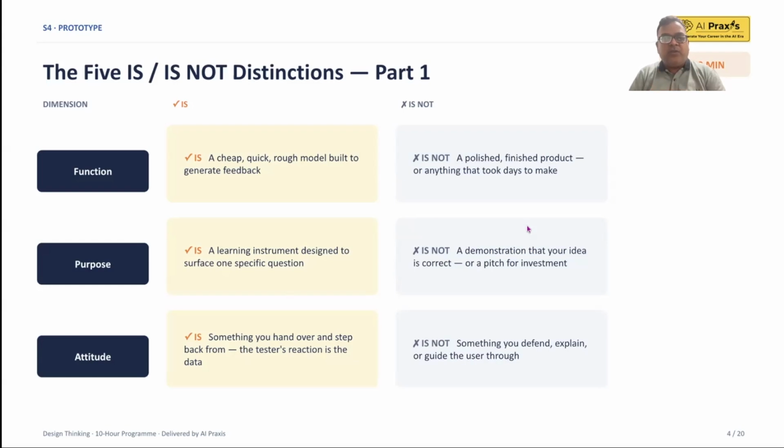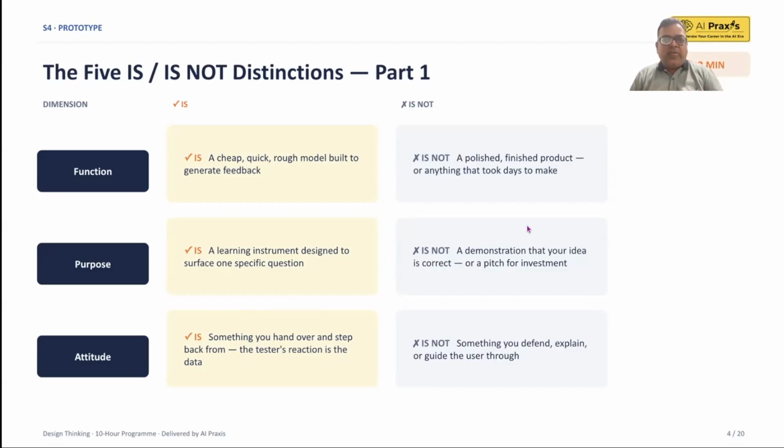Right. Those paper models answered important usability questions long before coding began. And the second distinction is actually purpose. So first is function and second one is purpose. A prototype is a learning tool designed to answer one specific question. It's not a presentation meant to convince people that your idea is already perfect or ready for investment.